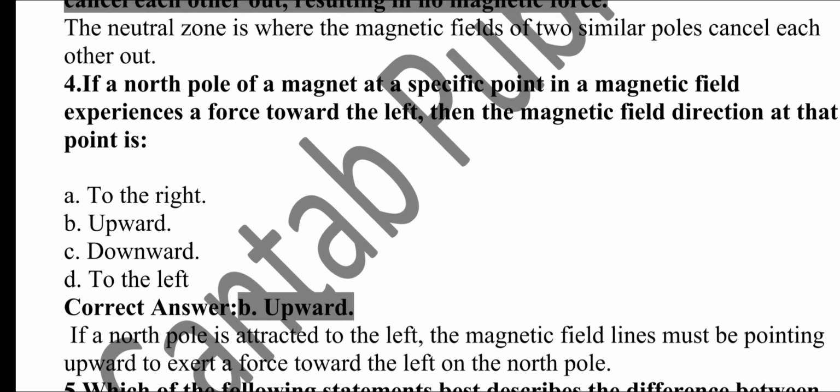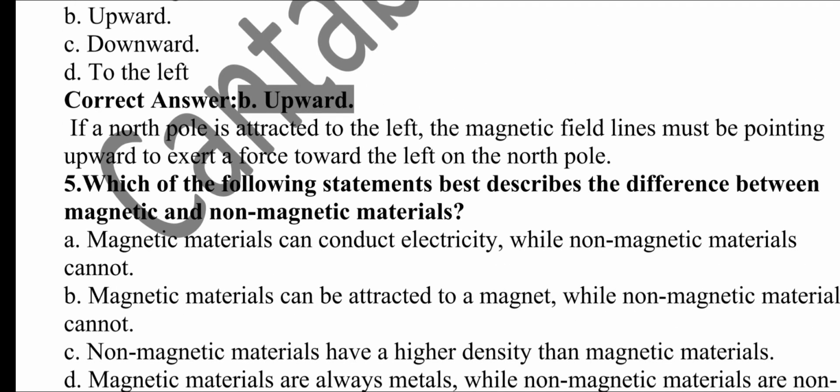Question number 4. If a north pole of a magnet at a specific point in a magnetic field experiences a force towards the left, then the magnetic field direction at that point is: option A to the right, option B upward, option C downward, option D to the left. So the correct option is B, upward. If a north pole is attracted to the left, the magnetic field lines must be pointing upward to exert a force towards the left on the north pole.